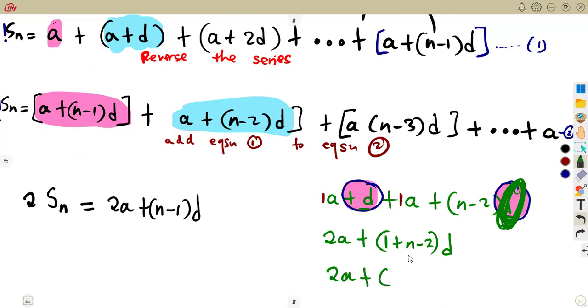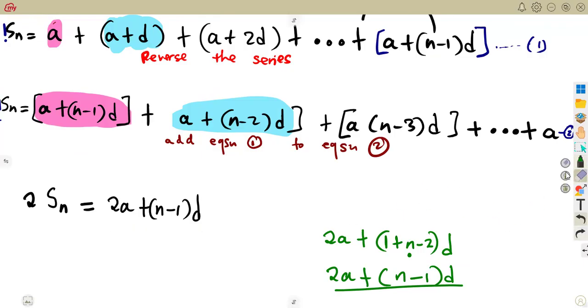Further inside of the bracket, we can simplify. Let's take the n, it's positive. Then we can simplify this one, it's 1 minus 2, which is minus 1 times d, which is outside.